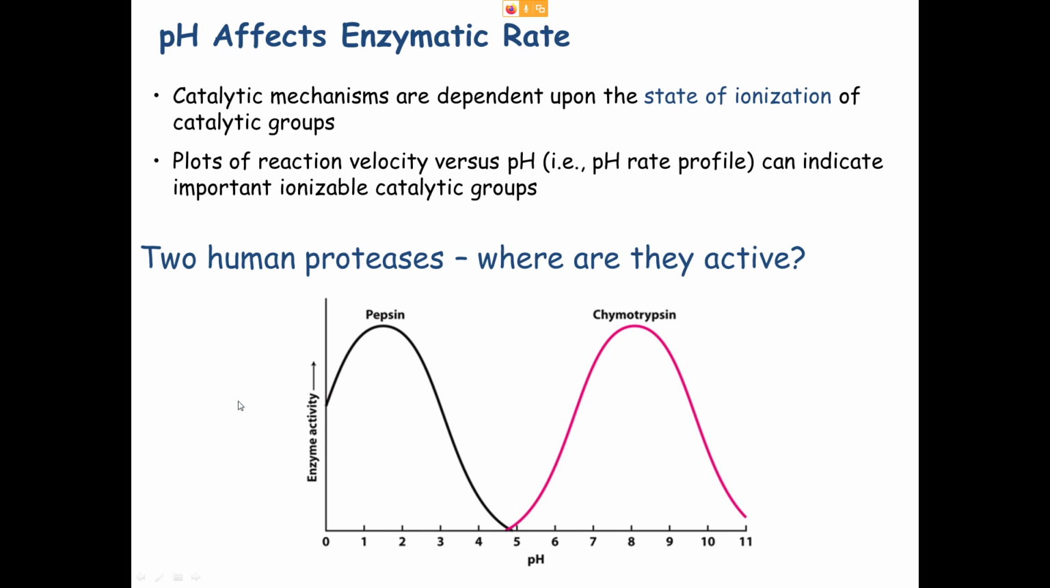How is that possible? What's going on if I change the pH there? Pick either one. Pick chymotrypsin. You're at chymotrypsin pH 8. This thing works beautifully, right? It's as fast as it can go. But if I make it a little more acidic, it doesn't work as well.